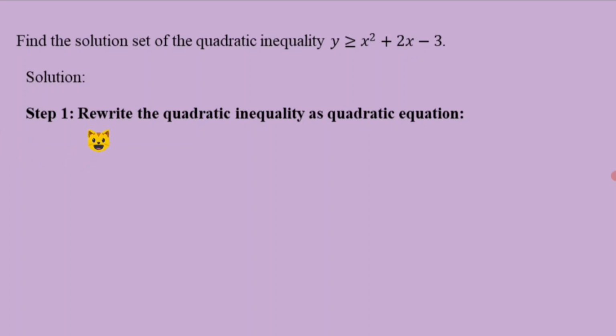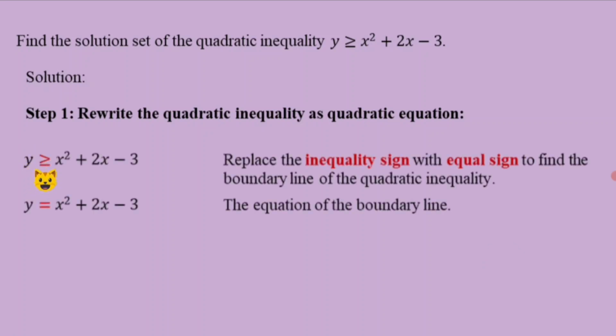So, step 1, we are going to rewrite the quadratic inequality as quadratic equation. Pag kasi na-convert na natin siya into quadratic equation, pwede natin gamitin yung solving by factoring, completing the square, or using the quadratic formula. So, there are different methods na pwede nating pag-solve. Pero this time, by graphing muna tayo. So, itong y is greater than or equal to x squared plus 2x minus 3, papalitan lang natin yung sign ng equal sign. So, this is the equation of the boundary line.